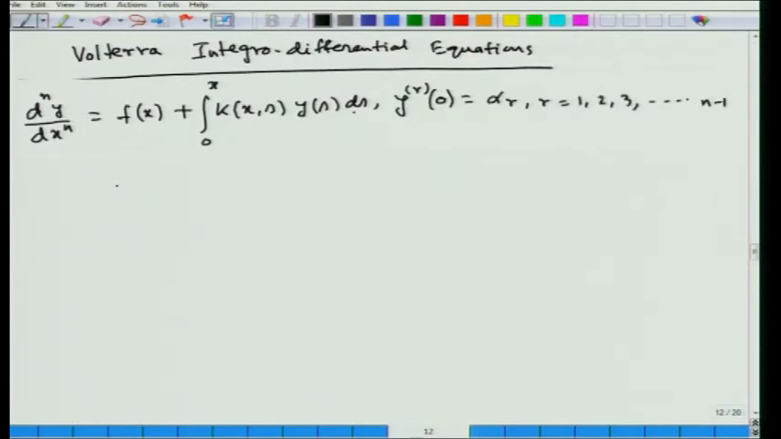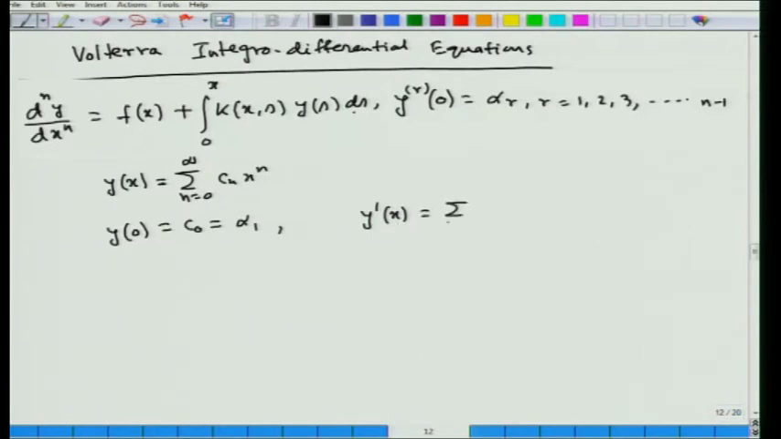Now, we are assuming the solution in the form y(x) = Σ from n = 0 to infinity of C_n x^n, and here the first few constants of this power series can be obtained by using these initial conditions, because y(0) is equal to C_0, and this will be equal to α_0. Similarly, y'(x) = Σ from n = 1 to infinity of n C_n x^(n−1), and using the initial condition we can find y'(0) = C_1, this is equal to α_1.